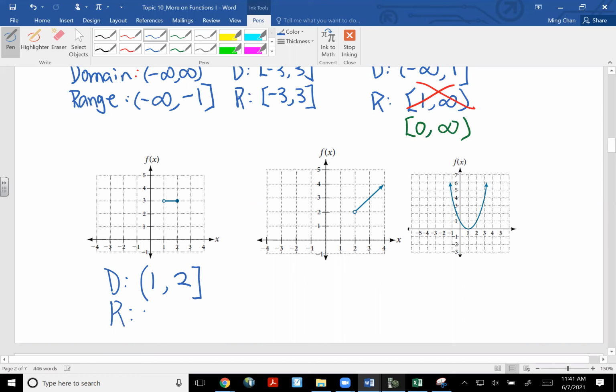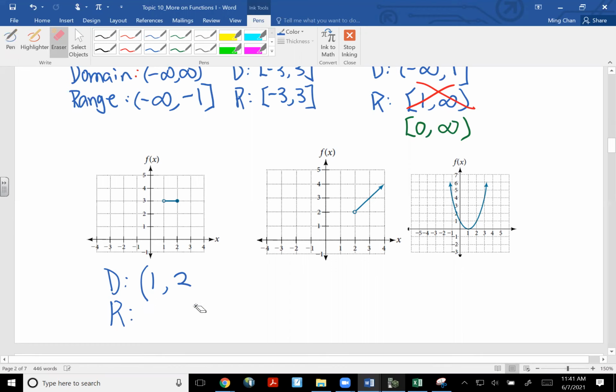The range. What is the range? What do you think the range is? Very tricky, but it's a very easy answer. 3. Okay. People, I have seen this before. Does this make sense? 3 to 3. So it's just 3, right? You remember interval notation is describing a range of answers. My answer is simply just 3.